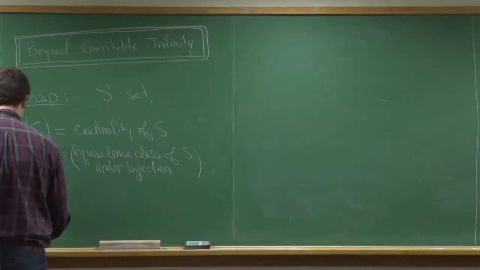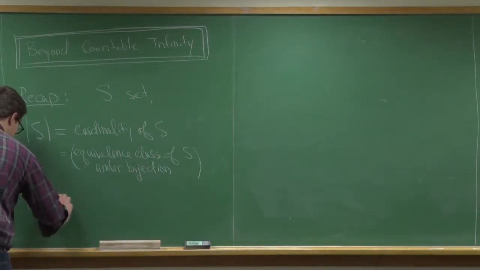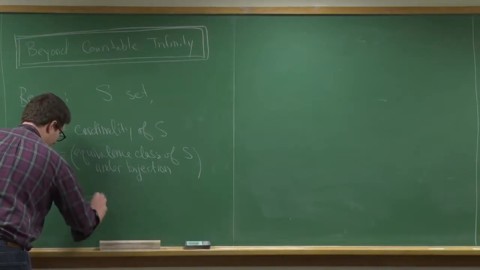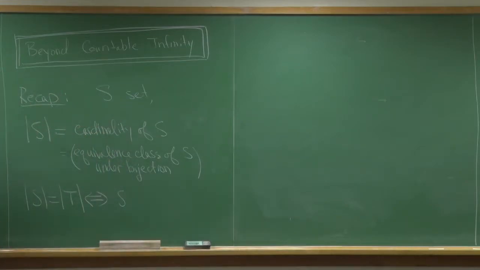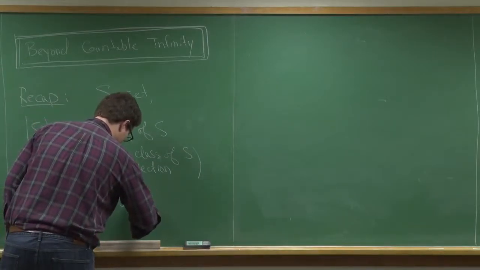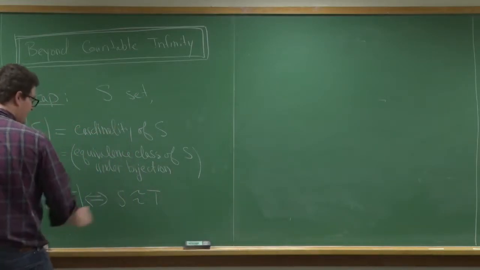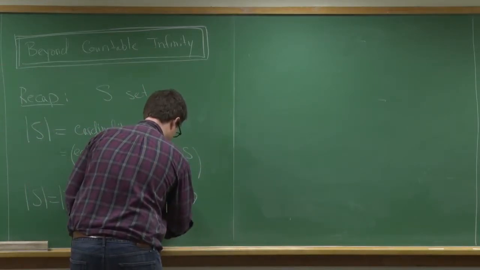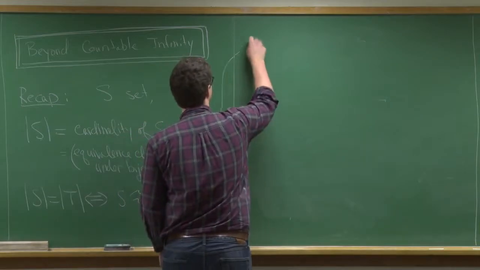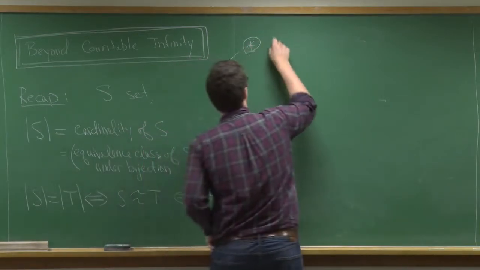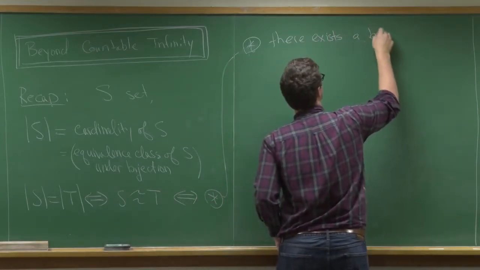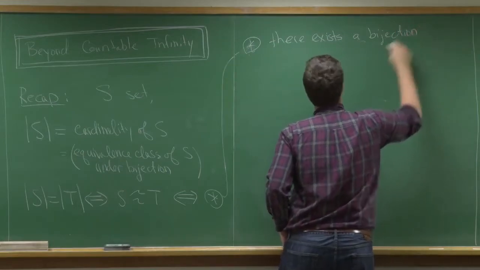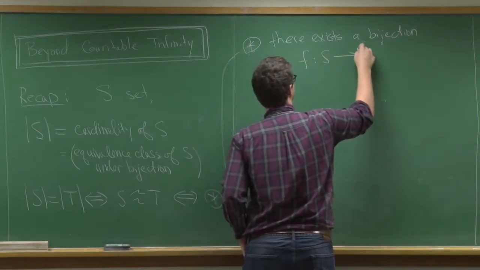So two sets S and T, these things are the same if and only if we said that S, and then I used double tildes or single, or I used something like this, if and only if there exists a bijection f from S to T.